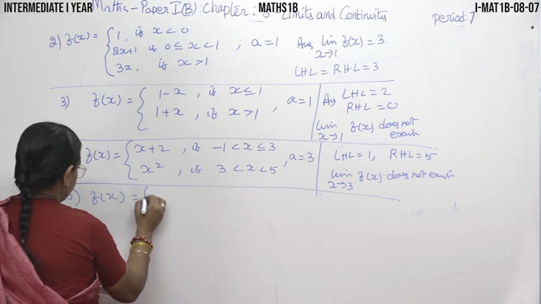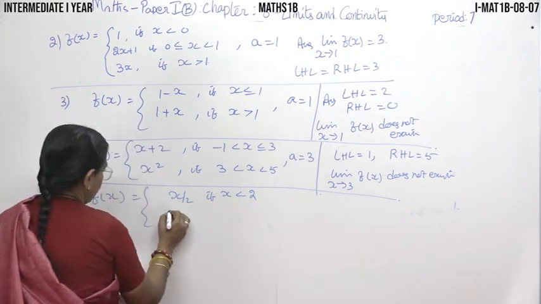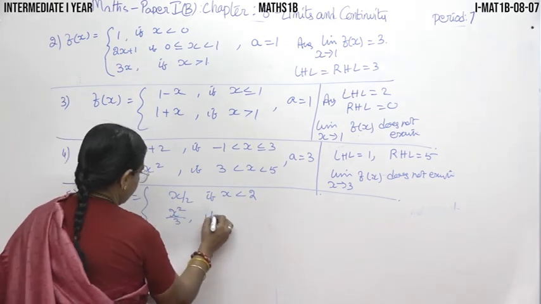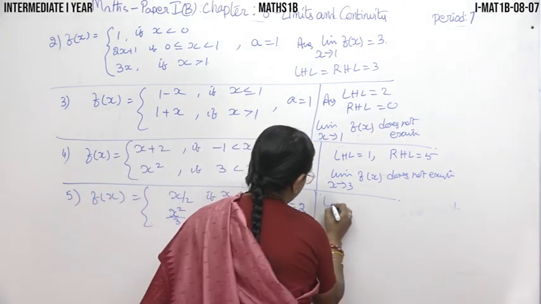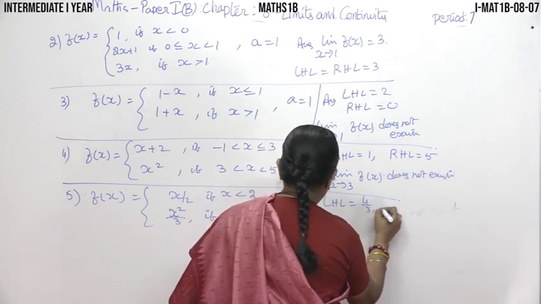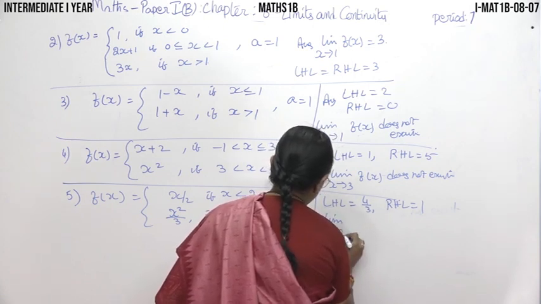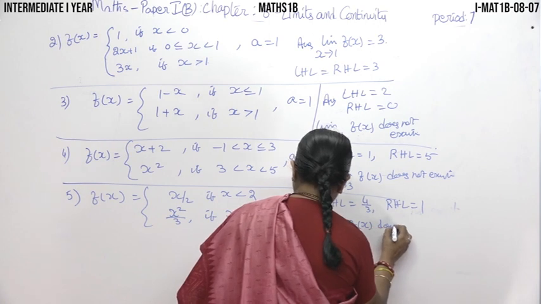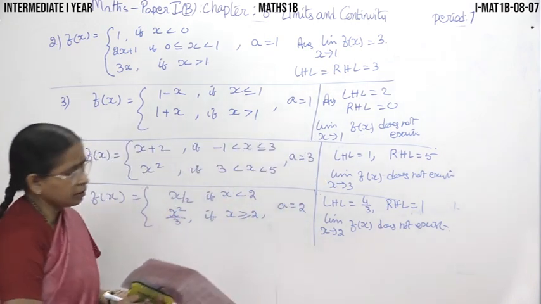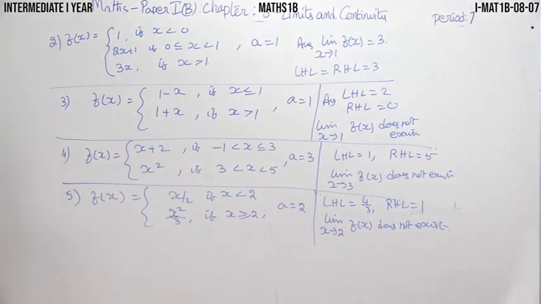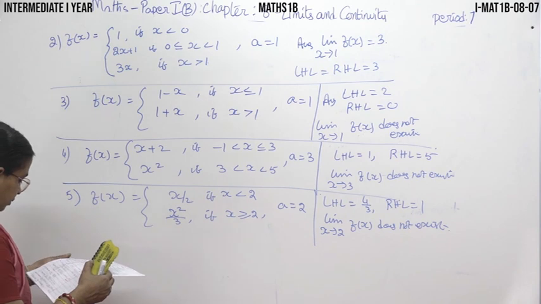Then f(x) = x/2 if x < 2, and x²/3 if x ≥ 2, a = 2, and here the answer is left hand limit is 4/3, right hand limit is 1, and again the limit as x tends to 2 of f(x) does not exist. You can try these problems. They are almost the same as the problem which I solved. Same, take the definition.